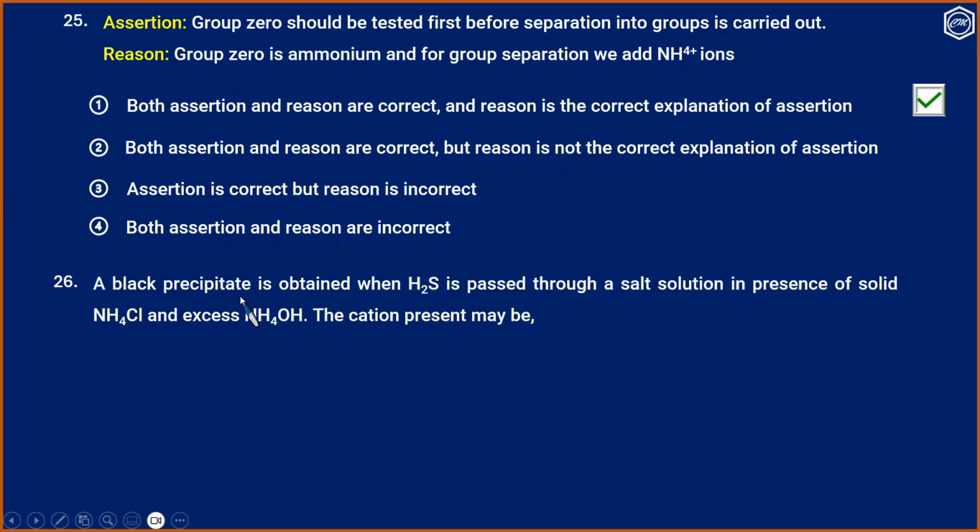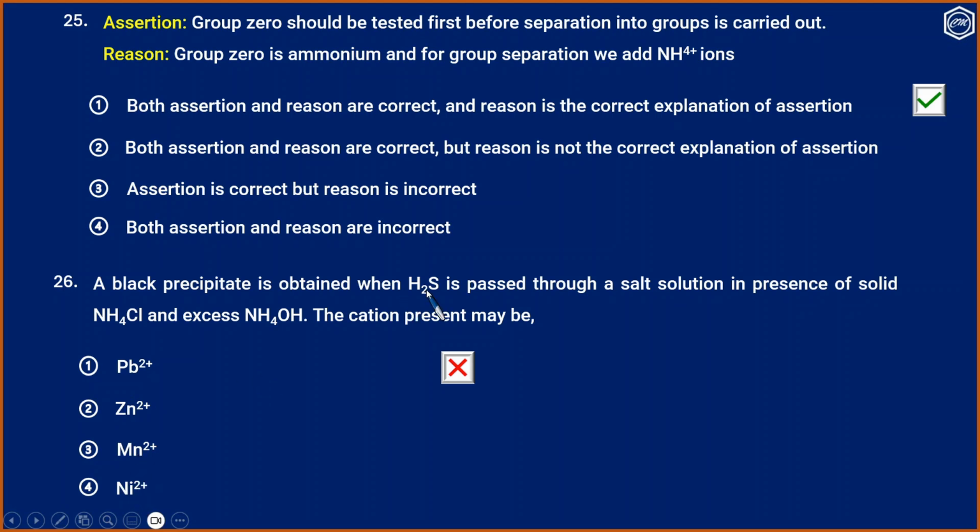Question 26. A black precipitate is obtained when H2S is passed through a salt solution in presence of solid ammonium chloride and excess ammonium hydroxide. The cation present may be lead 2 plus, zinc 2 plus, manganese 2 plus, and nickel 2 plus. We know ammonium chloride and excess of ammonium hydroxide and hydrogen sulfide is the group reagent for group 4. So therefore we can eliminate lead 2 plus. And now we have zinc 2 plus, Mn2 plus and nickel 2 plus.